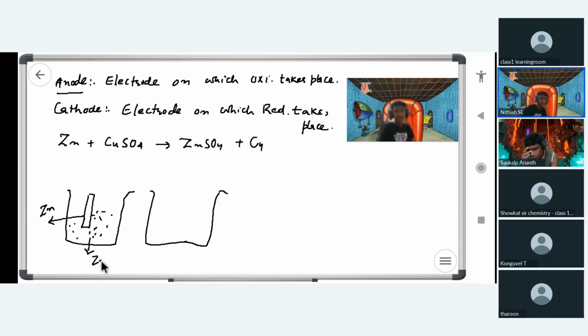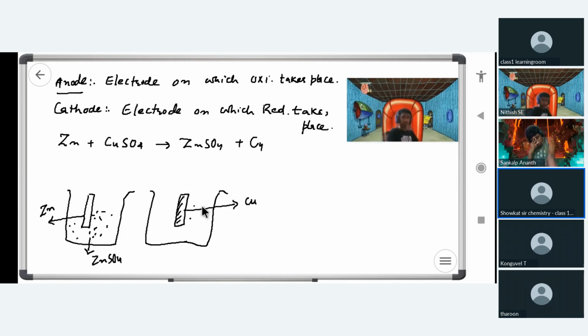In the next half cell, this is my copper electrode, which is put in copper sulfate solution. So it is zinc in zinc sulfate and copper in copper sulfate.